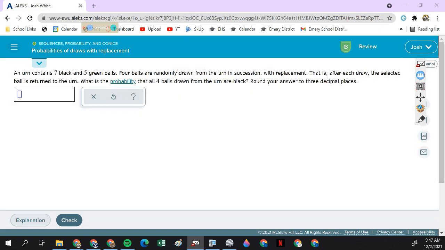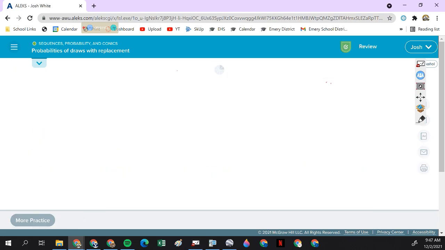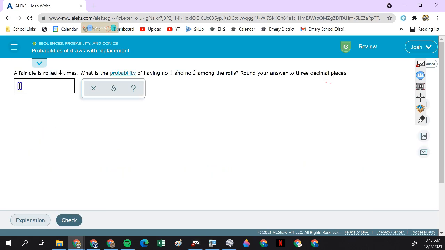Okay. Let's do another one of these. A fair dice is rolled 4 times. What is the probability of having number 1 and number 2 among the rolls? Oh, having no 1 and no 2. Okay. Sorry, I thought that was number.